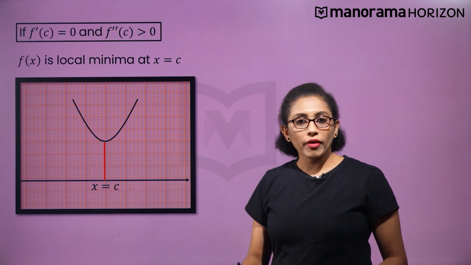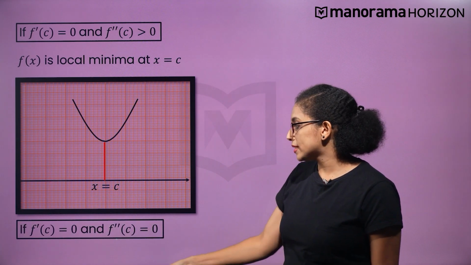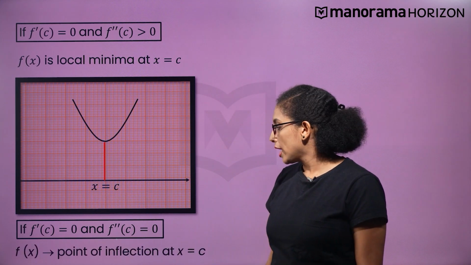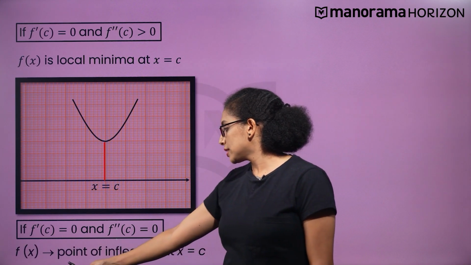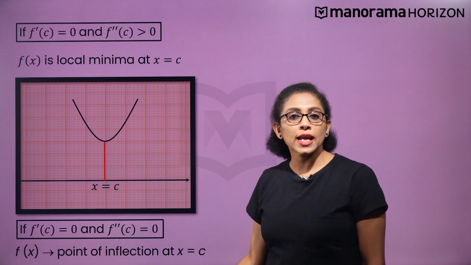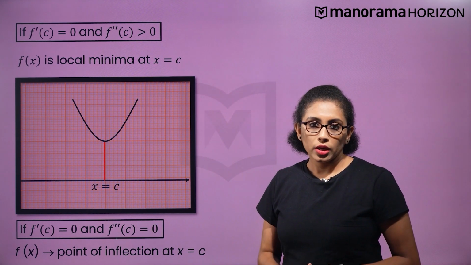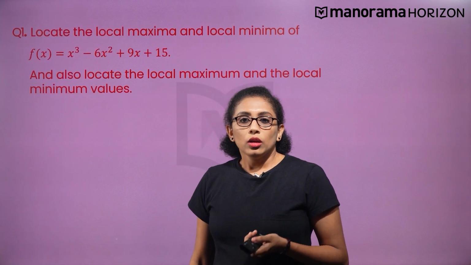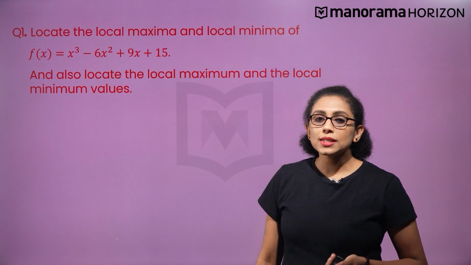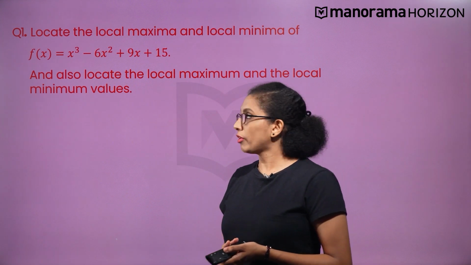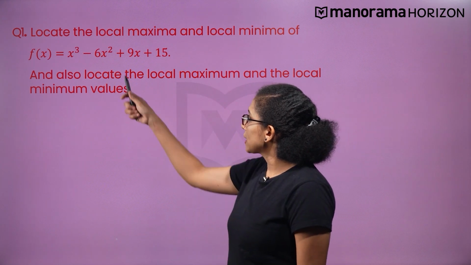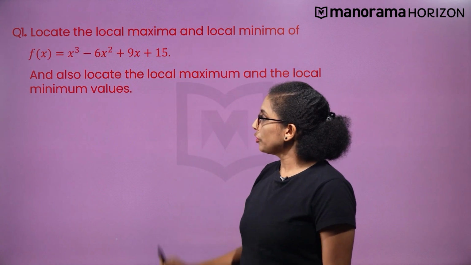And the test fails if f dash of c is equal to 0 and f double dash of c is equal to 0. Then f of x represents the point of inflection at x is equal to c. Now, let's exemplify what we have studied. Locate the local maxima and local minima of the function f of x is equal to x cube minus 6x square plus 9x plus 15.